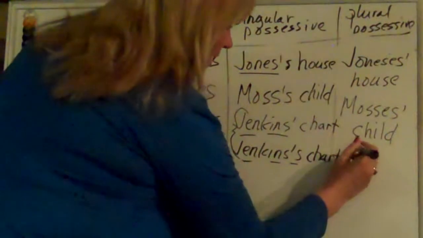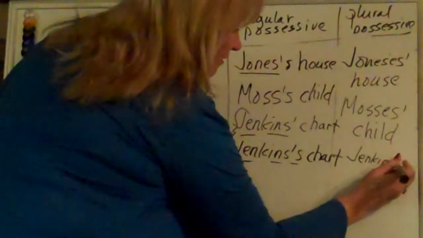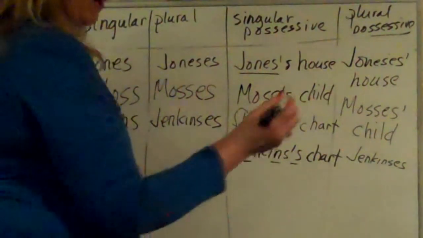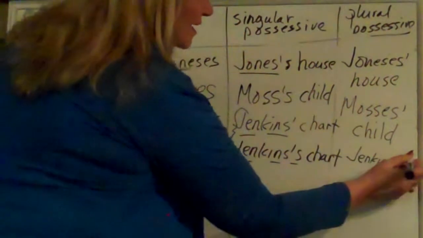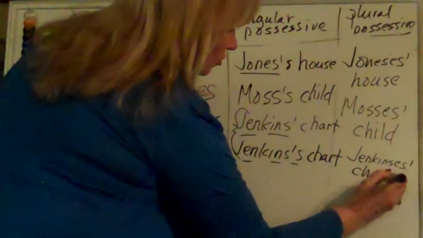Okay? Now if we're going to make it plural, we do Jenkinses, and you notice my plural form ends in S. So whenever my plural form ends in S, to make it possessive, I just do this. And then there are my nouns, charts.